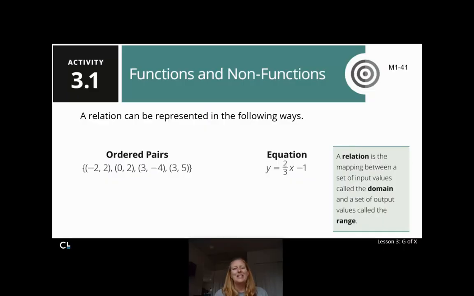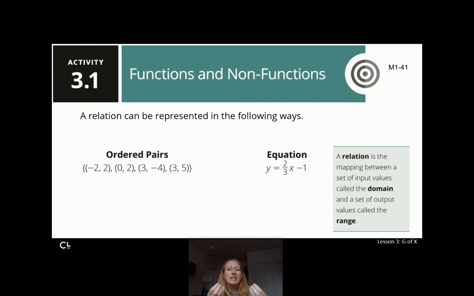So a relation is what we refer to as the mapping between a set of input values called the domain and a set of output values called our range. All right. So when we're talking about a relation, we're just saying, hey, how do we get from our domain to our range? How do we get from our input to our output? And that's all we're talking about.